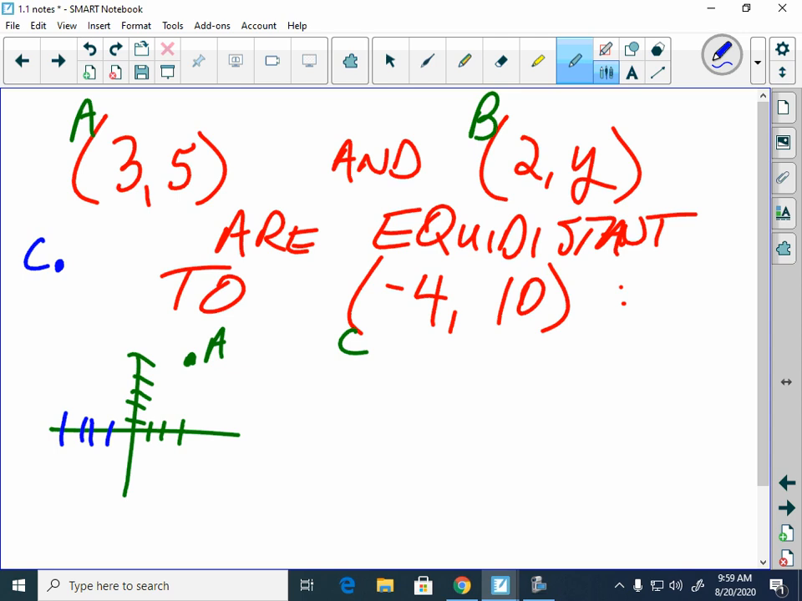Texas Instrument. Hello, Tex, my friend. Sometimes I could loan it out, but you guys have Chromebooks now, so you have a calculator at some point. Okay, okay, okay. So I know that the distance from A to C is this.